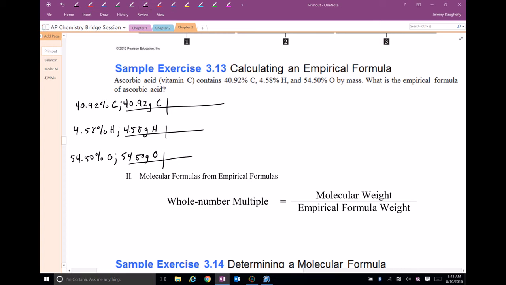Sometimes in empirical formula problems, you start with grams. No problem. Remember, we're just trying to get to moles. So if I start with grams, I'm going to start right here. I just go from grams to moles. So I am going to convert from grams to moles. For every 1 mole of carbon, I have 12.01 grams. For every 1 mole of hydrogen, I have 1.008 grams. And for every 1 mole of oxygen, I have 16 grams. And now that's going to give me moles.